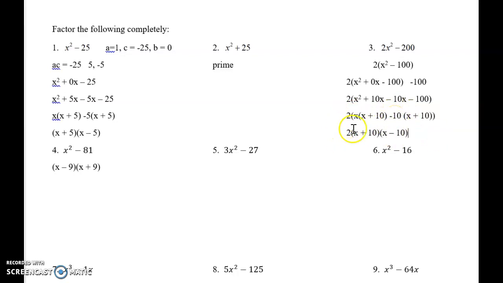And so that is my final answer. We said in the last video, I'm looking to get linear and linear, and that's what I have. So that's good. That's what I'm looking for. All right, we already did number 4. Let's look at number 5.